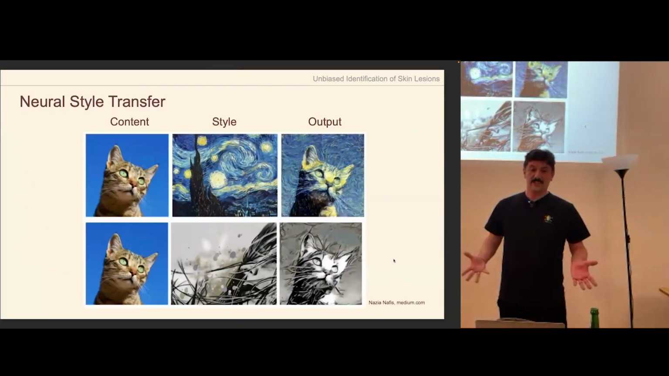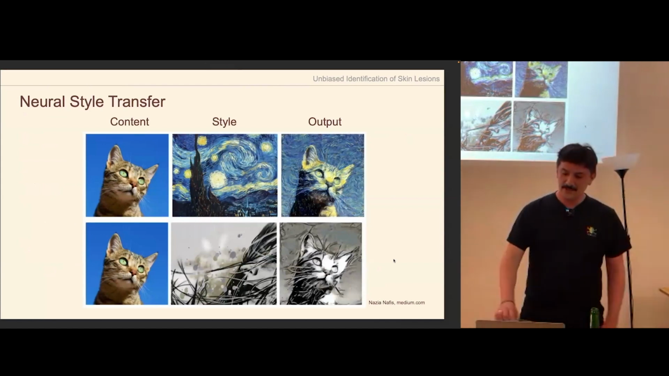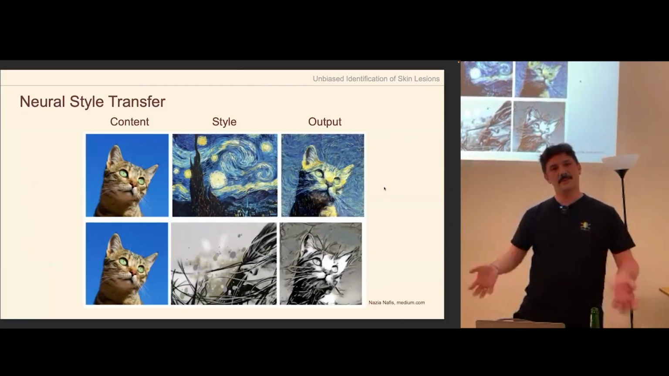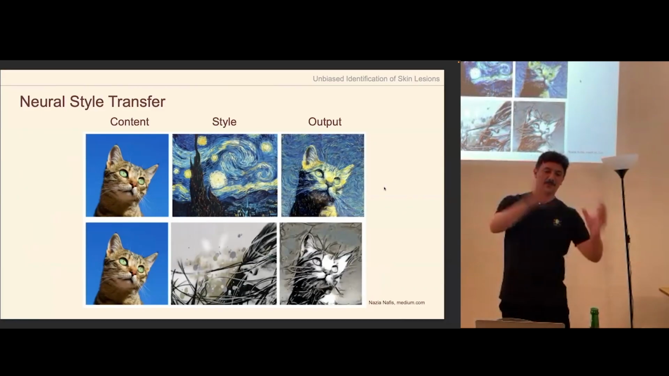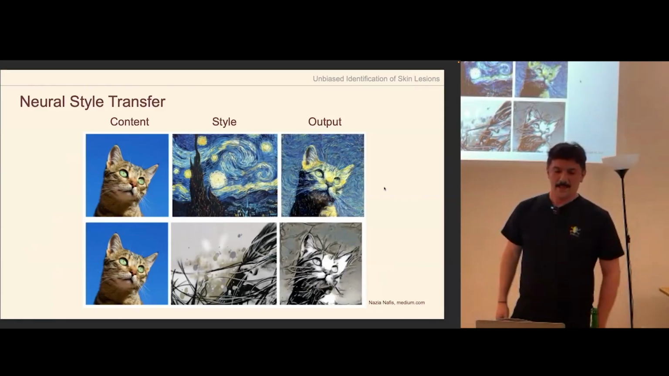So what is neural style transfer? You probably have already seen pictures like this, where essentially it's an optimization problem where you have a content image and a style image, and then you create an artificially generated image that has the same content as the content image, but essentially in the style of the style image.